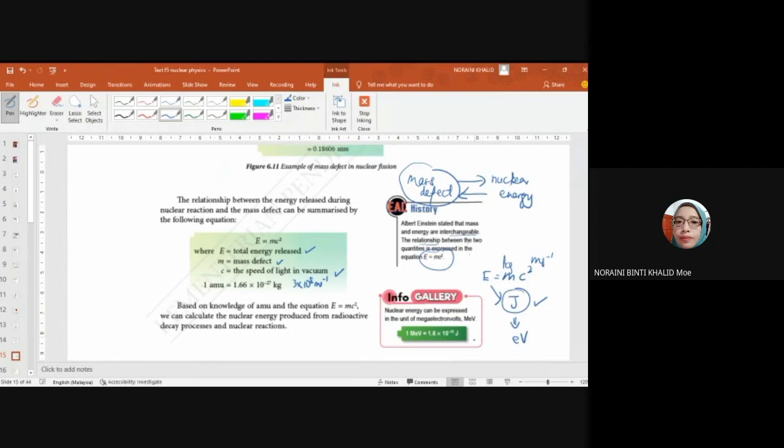Okay, so how to convert the unit? Also given 1 eV equals 1.6 × 10^-19 joule. Okay, so to convert joule to eV, you just divide by 1.6 × 10^-19. Thus you will get the unit in eV, and then you can add prefixes like mega or kilo, depending on the value.